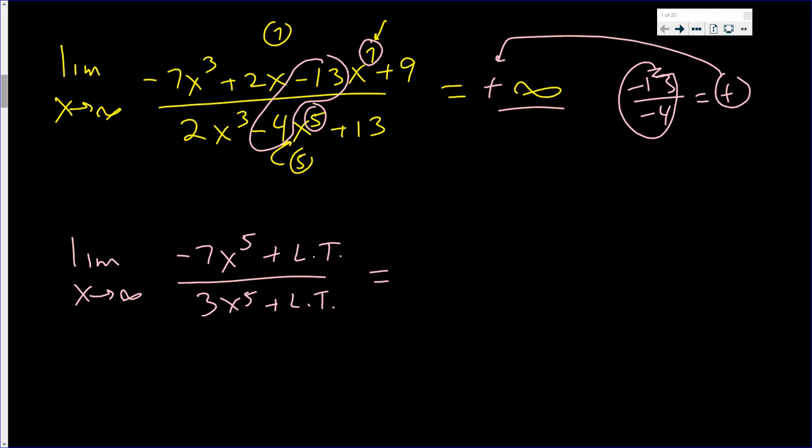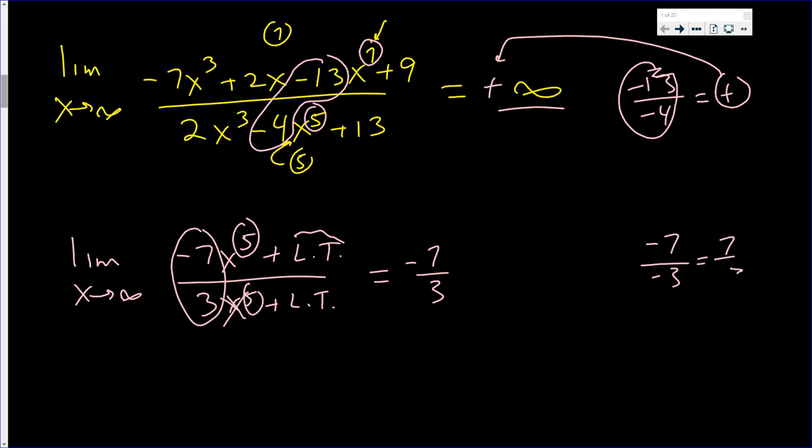The bottom line is the degree of the top is 5, because the rest are lower terms, and the degree of the bottom is also 5. So then all you do is divide by those two numbers. If they both are negative, then you should write 7/3. Don't leave the answer like that, but up to that, there's the answer.